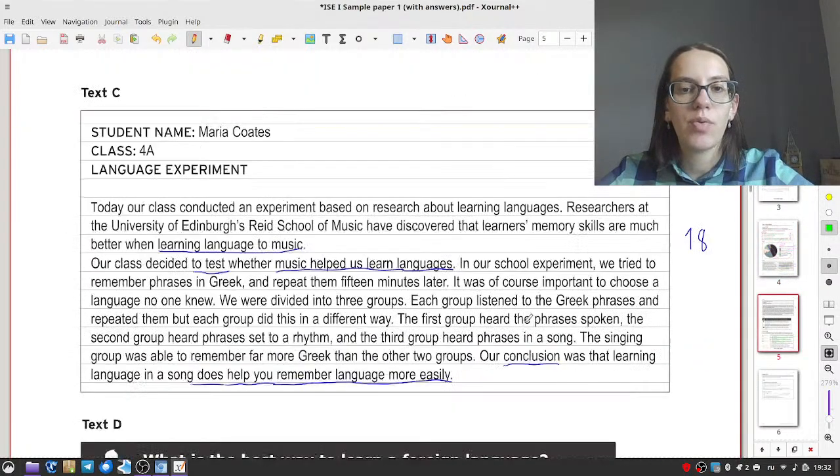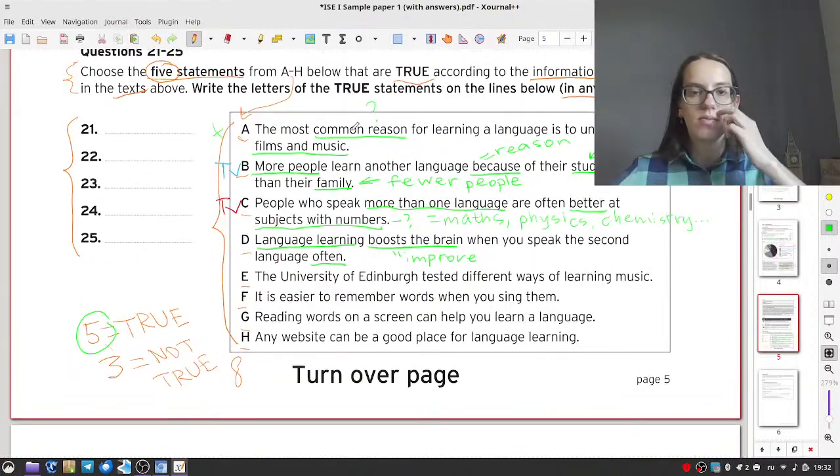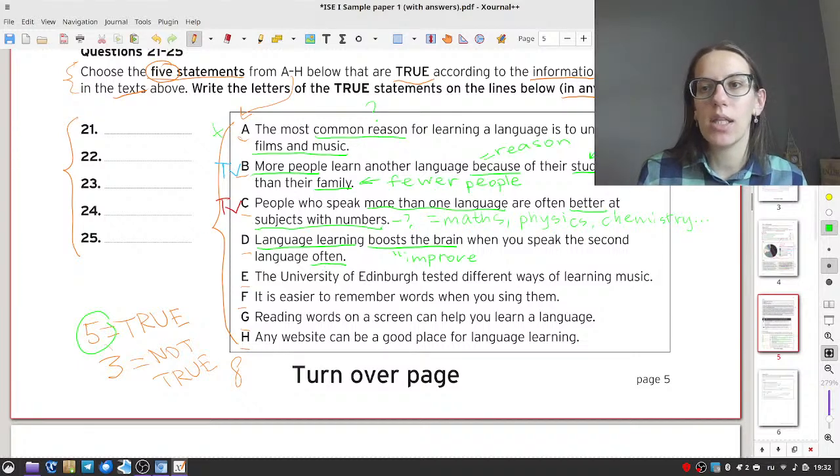So is it true that it helps boost our brain, learning languages? Does learning languages improve our brain? Well, yes, I agree with this statement. I think the text clearly shows that it's true.